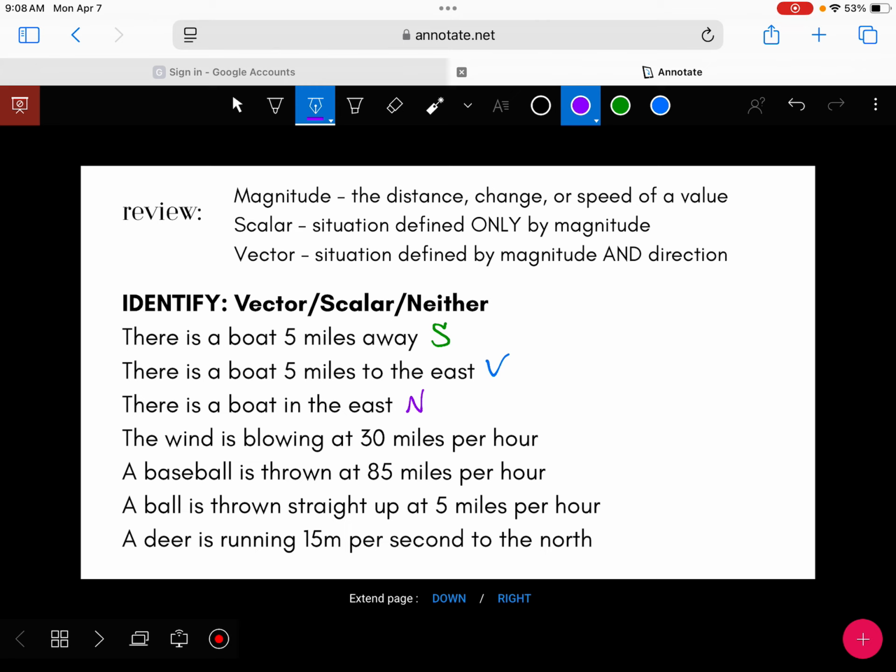What if we have wind that's blowing 30 miles an hour? Scalar. What if we have a baseball that's thrown at 85 miles an hour? Scalar. Doesn't matter what it is, it's doing a thing. What if a ball is thrown straight up at 5 miles per hour? Vector. That has a direction on it. What about a deer running 15 meters per second to the north? Vector.